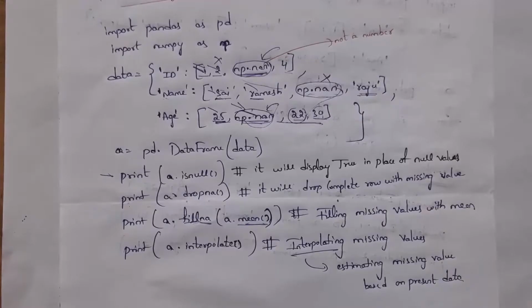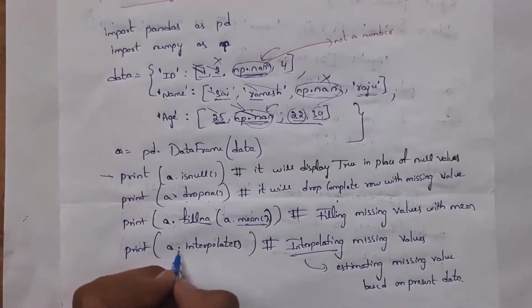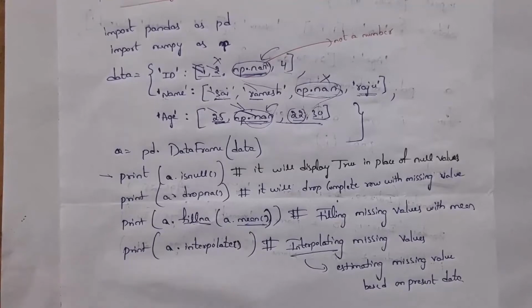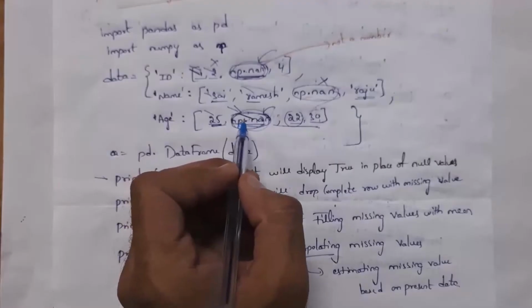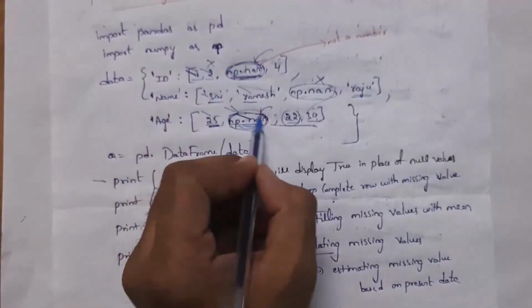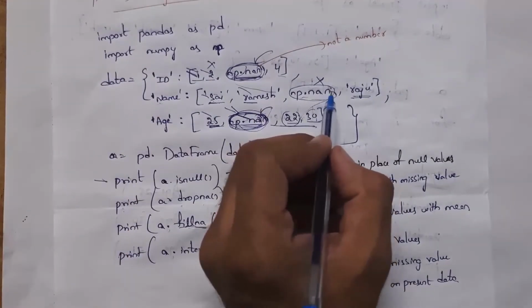And next another function, that is the a.interpolate function. By using the interpolate function, the system will automatically estimate some values and then insert those values. So automatically the system will fill this value and this value, and the system cannot estimate string values. This is my output.